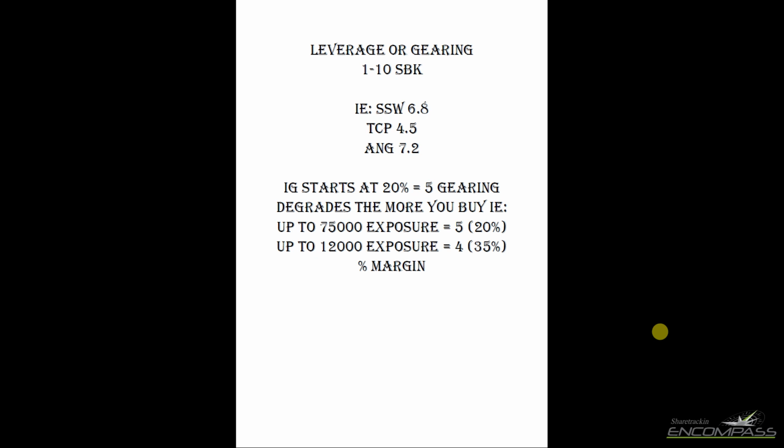But that margin that IG gives usually starts at 20%. And then the margin percentage will go up from 20% as you buy more. So your exposure might be at one value, and that's a 5 leverage, and then if you buy more than that, let's say up to 75,000, that might go down to a 4 leverage, going to a 35% margin fee. Now we'll go through an example a little bit later, so that these make more sense, especially the leverage, which can be a little bit of a tricky concept at first. But do keep in mind that your leverage is going to vary from trade to trade.